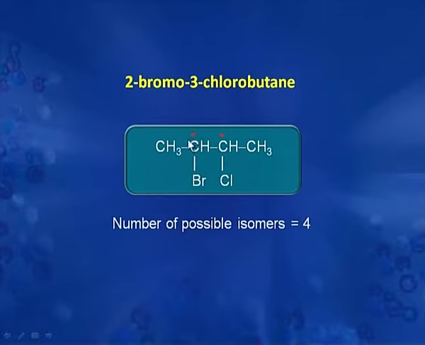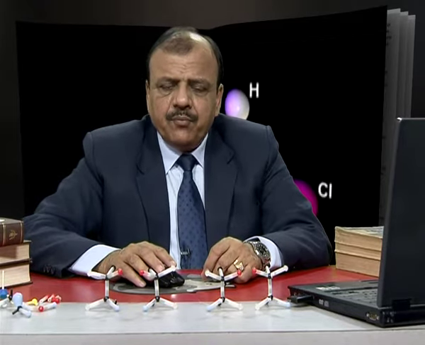Stars on these 2 carbons show that these are 2 asymmetric carbon atoms. This is a carbon which has 4 different groups attached to it: 1 methyl, 1 hydrogen, 1 bromine and the remaining part of the molecule. On this carbon also there is 1 hydrogen, 1 methyl, 1 chlorine and the 4th group is the remaining part of the molecule. Since this molecule contains 2 asymmetric carbon atoms, the number of possible stereoisomers is equal to 4. Let us see these 4 possible isomers with the help of models.